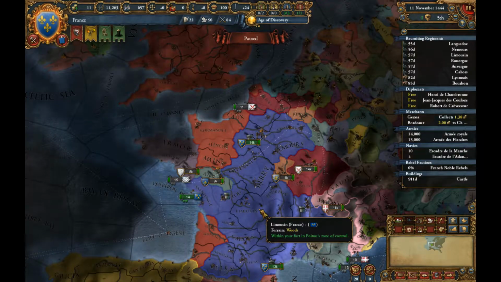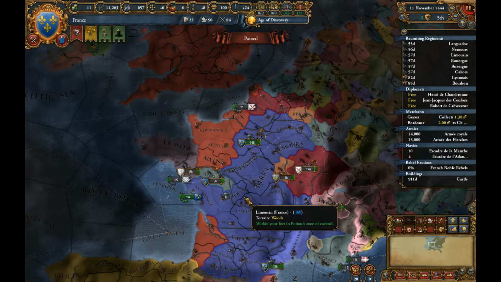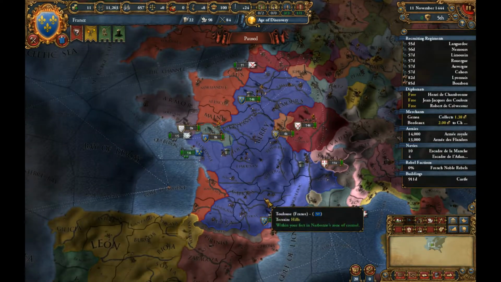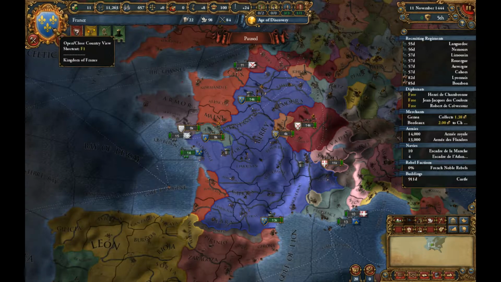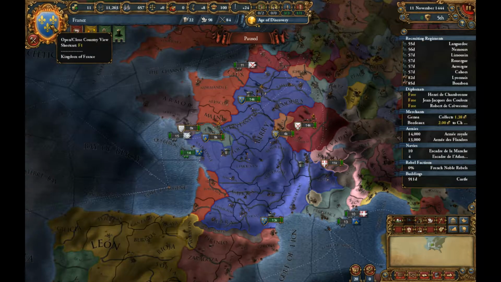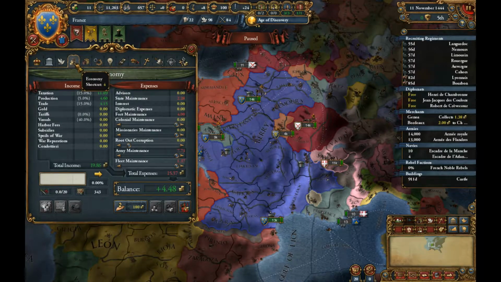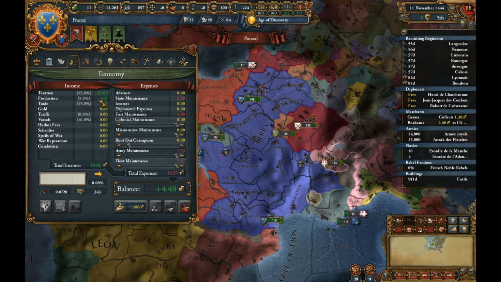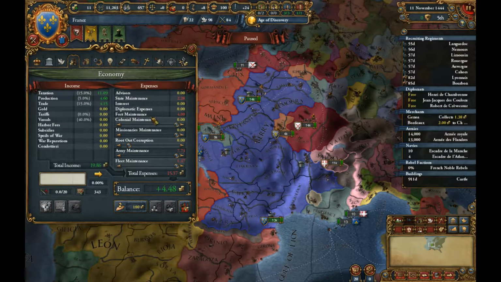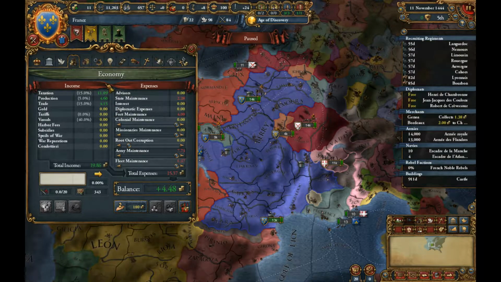Today I will tell you everything you need to know about the economy. You can see the economy if you click on the country view and get to economy. And then you can see all the income and all the expenses. This is all on a monthly basis.